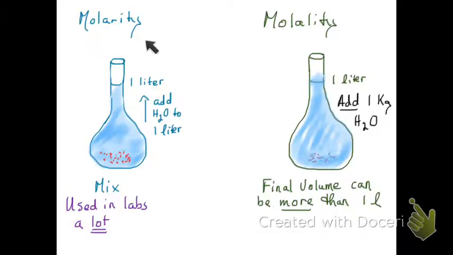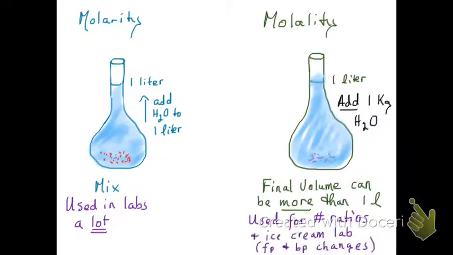Molarity is used a lot in the lab. Like I said, this is an excellent skill to learn. We're going to be using the math a lot with this. Molality is used for number ratios. It's important in a number of things, but the one you'll want the most is it's for the ice cream lab because it will tell us our freezing point depression and our boiling point elevation. So it tells us the changes in temperature.